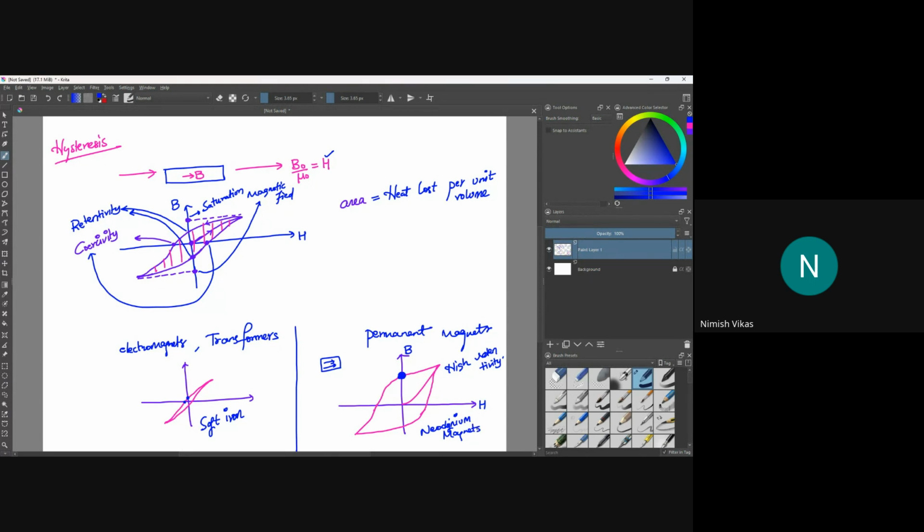So this material has very high retentivity, and that's why we use it for permanent magnets. That's all, guys, that is what you need to know about hysteresis. Any questions before I move on to EMI?